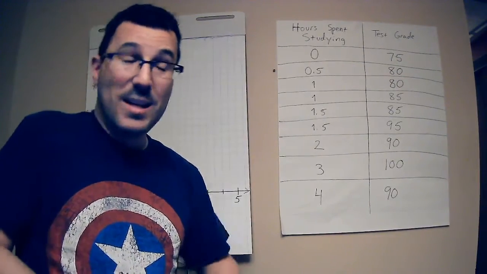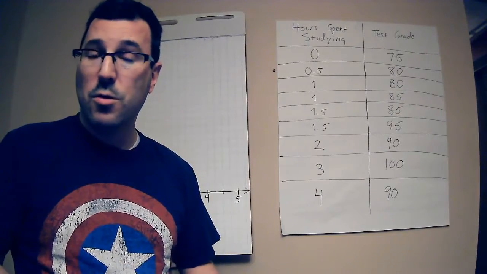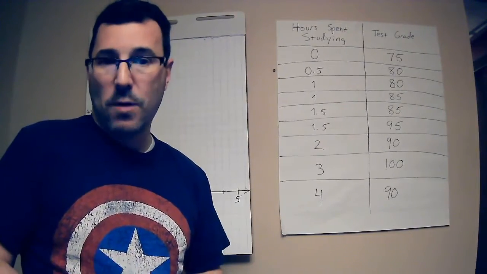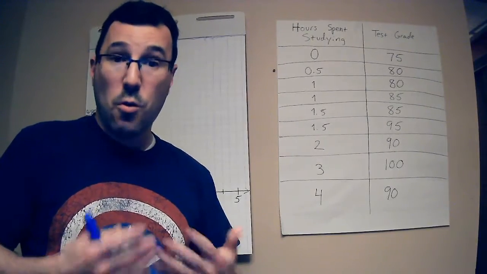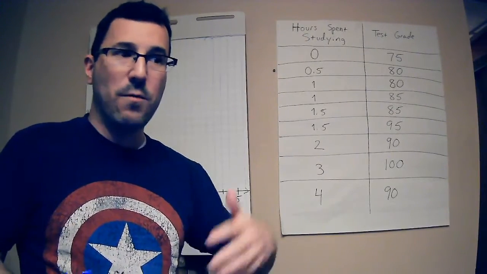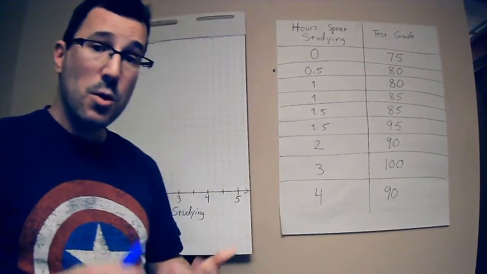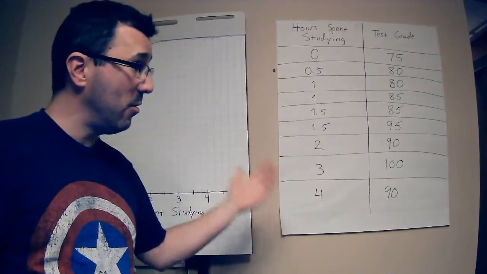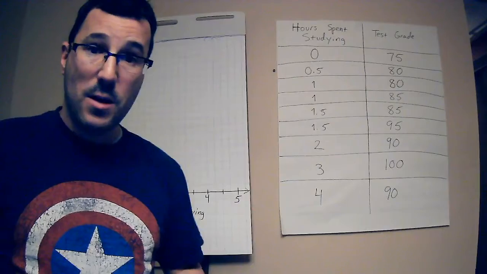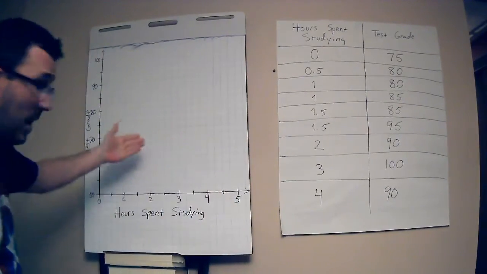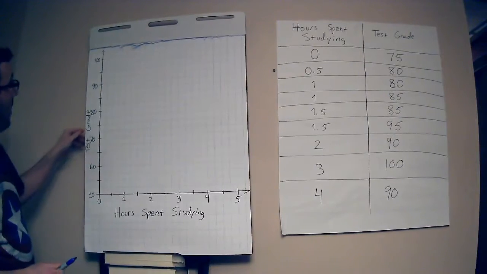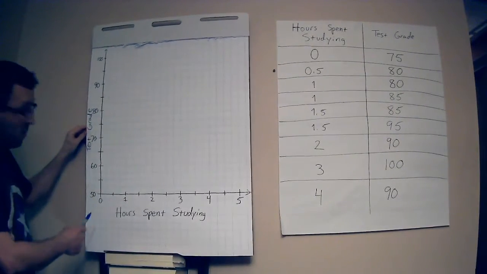If you think about it, it does make sense that the more you study, the higher your grade's going to be. So there's certain things that we kind of feel like there should be what's called a correlation, that one influences the other. So one way we can do this is we can then use this information to make our scatter plot.